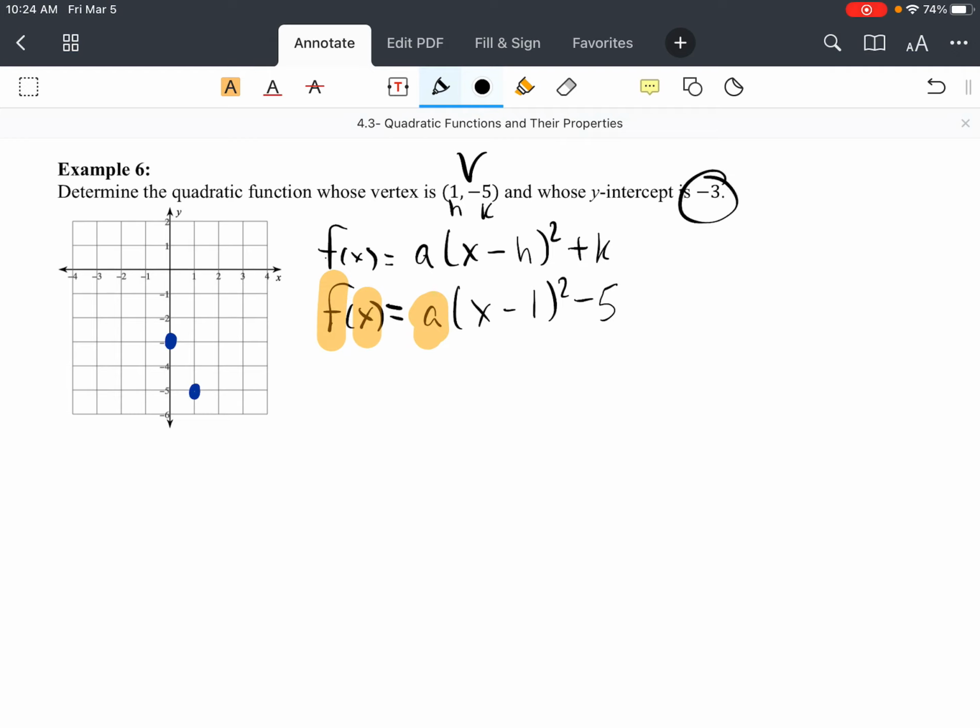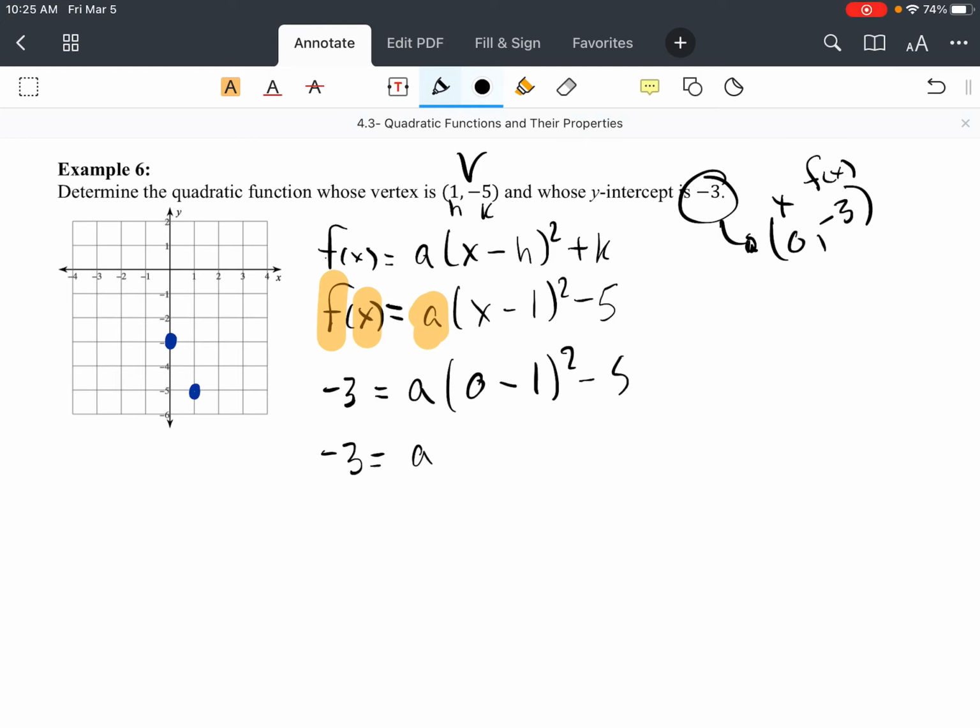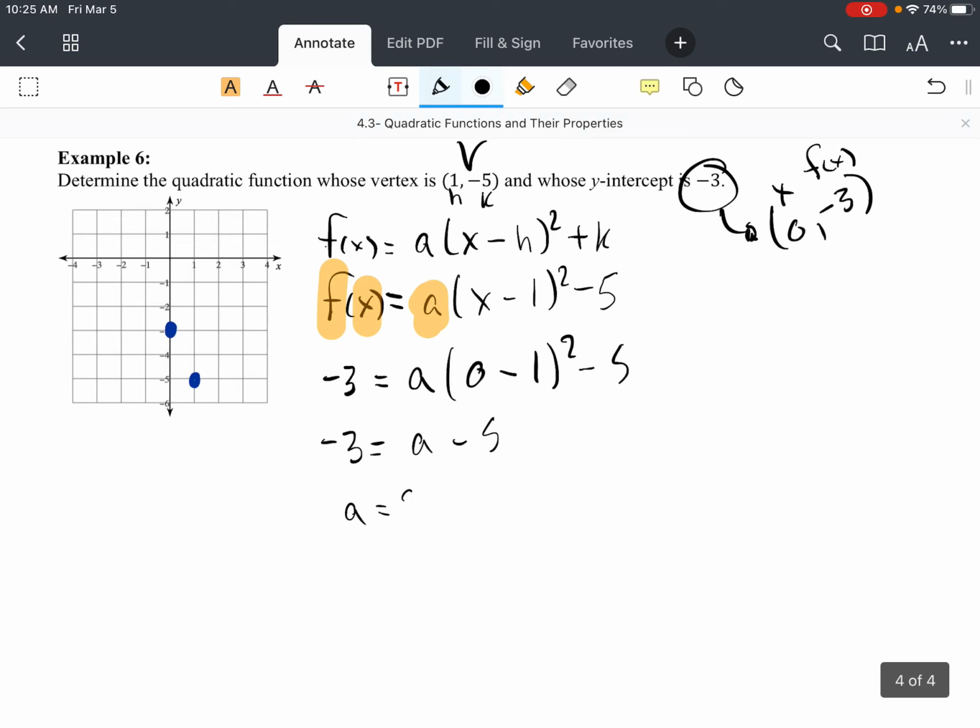Now, it doesn't look like we were given another point, but we were. So this is a y-intercept. If we were to write this as a coordinate, a y-intercept is where x is equal to 0. So we've got (0, -3). So I can simply plug this in. So we've got x and we've got f of x. So we say -3 is equal to a times, we know x is 0, (0 minus 1) squared minus 5. Compute, we have this, and then add 5 to both sides, we get a is equal to 2.